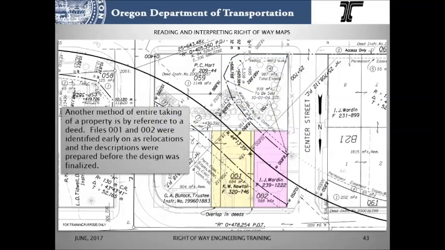Now, another way of doing an entire taking is just by deed reference. Files 1 and 2 were identified early on as relocations, and the descriptions were prepared before the design was finalized. We had relocations, hardship cases, they needed to acquire this right at the start, but the project design wasn't completed. We actually didn't know the final location of the center line or taking, so we just did it by deed reference.